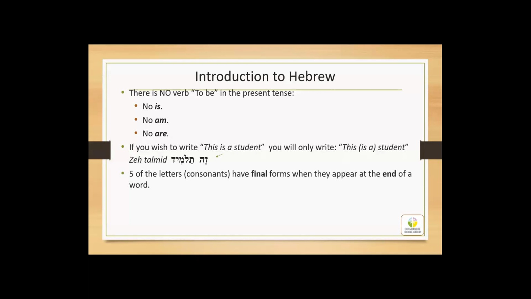Then five of the consonants have final forms when they appear at the end of a word. That I told you just now. And the five of them are, now because we're reading English, we're going to start on the right-hand side. Well, if we turn it around, but okay, let me read it to you. This one here.